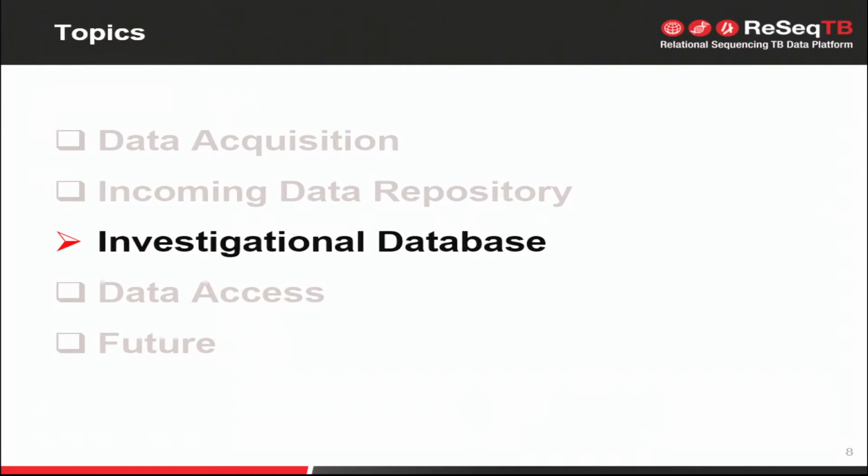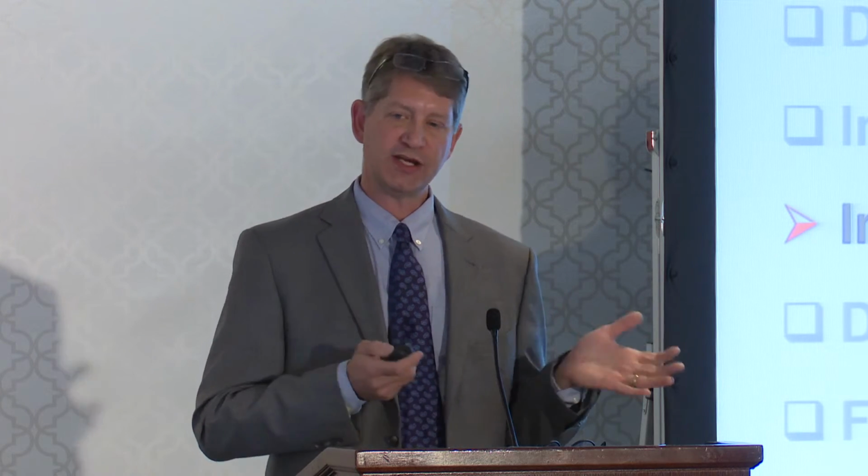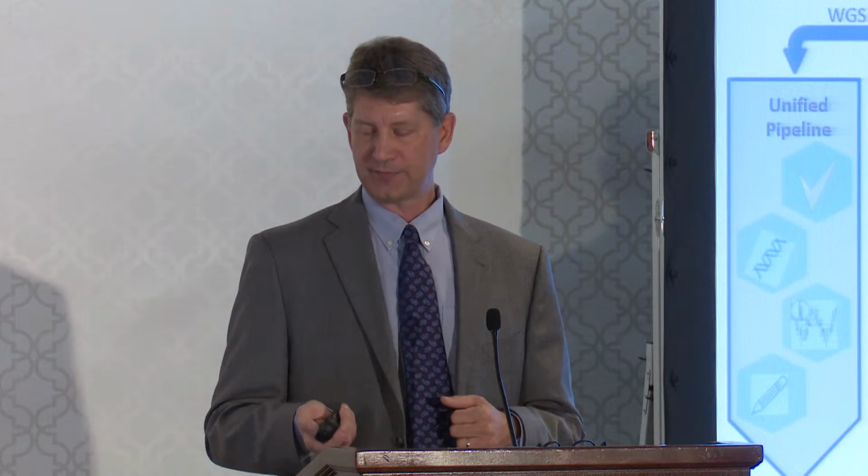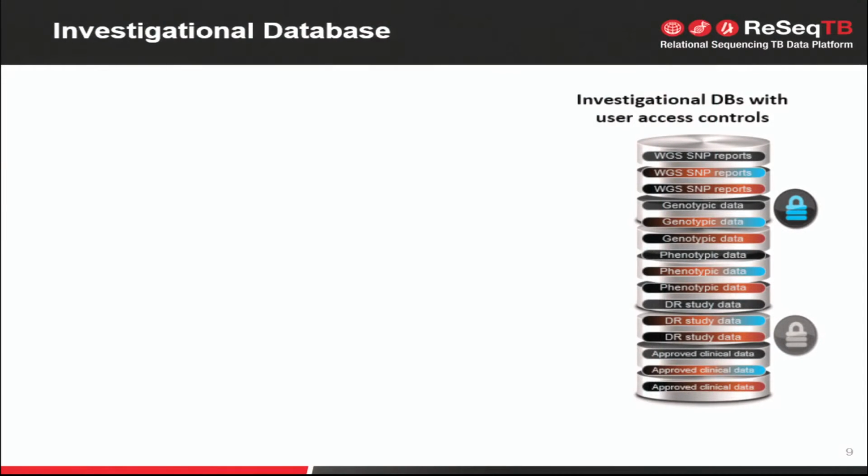All right, next we'll talk about the investigational database, and there's a lot of activity that goes on between data coming from the incoming data repository to when it goes into the investigational database, and that's where the curation and mapping happens. I'm not going to talk too much about the mapping process, but talk about how it gets into the investigational database. And that's this section over here with the multicolored bands.